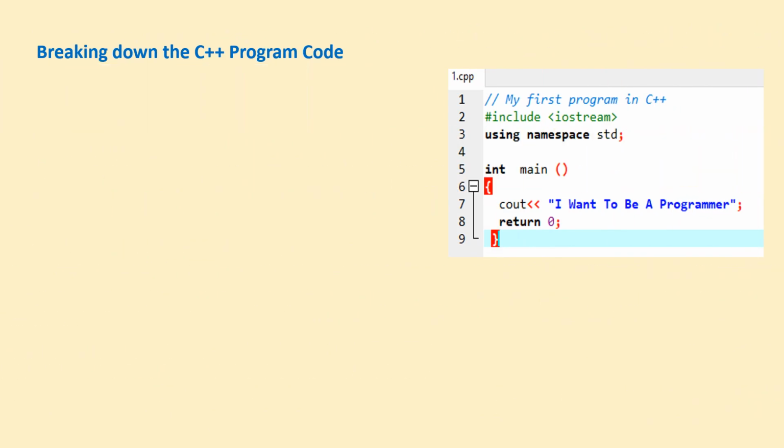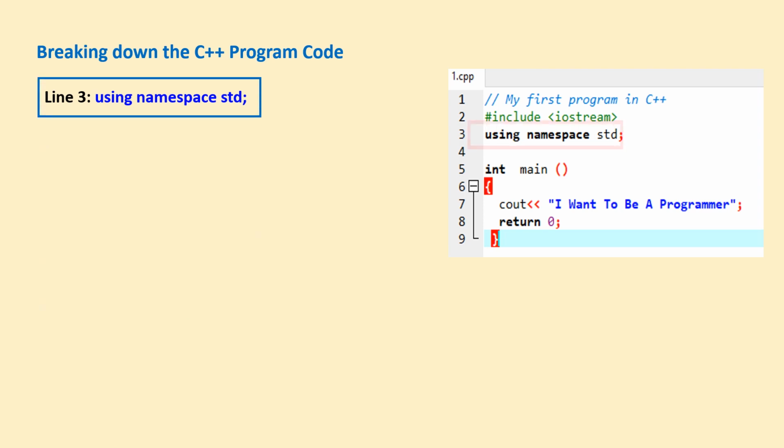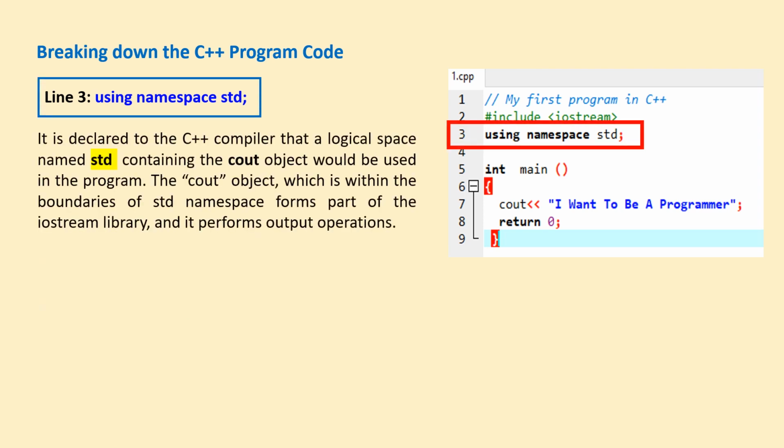On line 3, we have using namespace std. Here, it is declared to the C++ compiler that a logical space named std containing the cout object would be used in the program. The cout object, which is within the boundaries of the std namespace, forms part of the iostream library and it performs output operations.